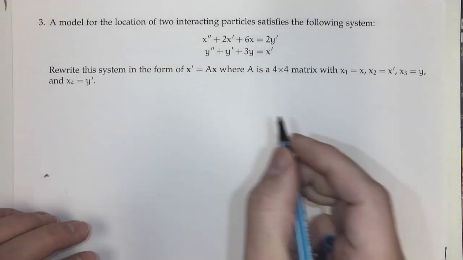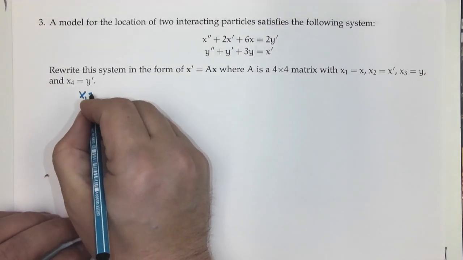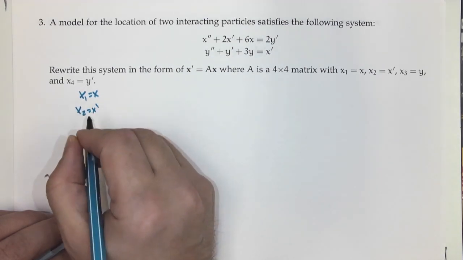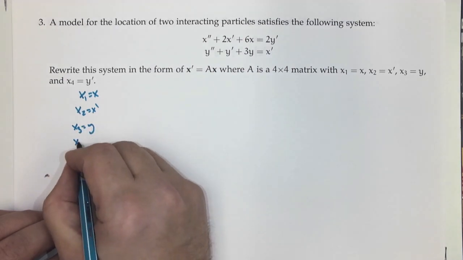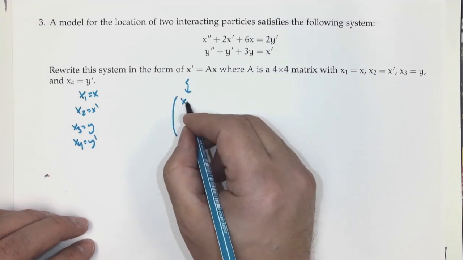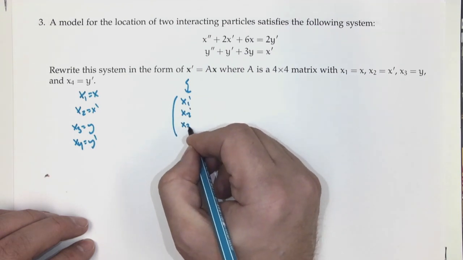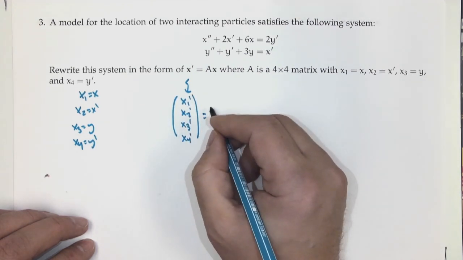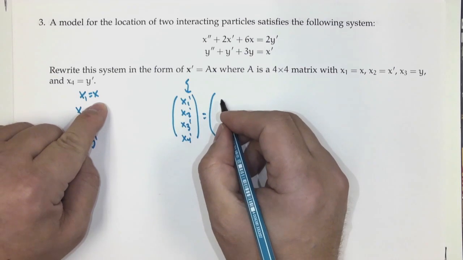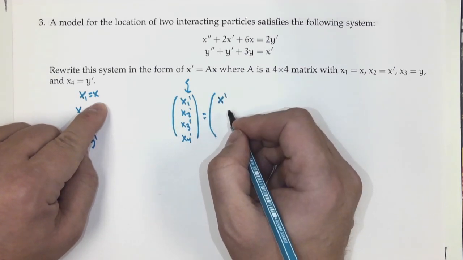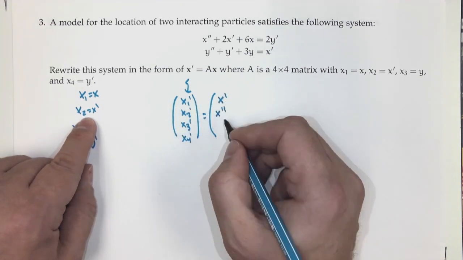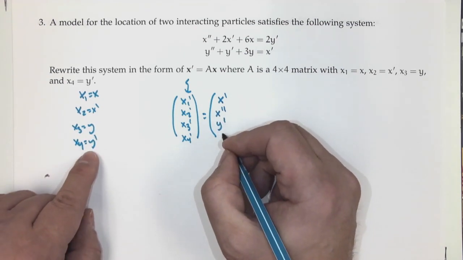So what we have to figure out is how all of these variables relate to each other. I'm going to rewrite, for reference: x1 equals x, x2 equals x prime, x3 equals y, x4 equals y prime. Now the x prime, well, that says we're looking at the derivatives: x1 prime, x2 prime, x3 prime, x4 prime. All right, so let's see if we can figure this out. x1 prime, I know x1 is equal to x, so I know that's equal to x prime. x2 prime, well, I know x2 is x prime, so this is x double prime. x3 prime is y prime. x4 prime is y double prime.